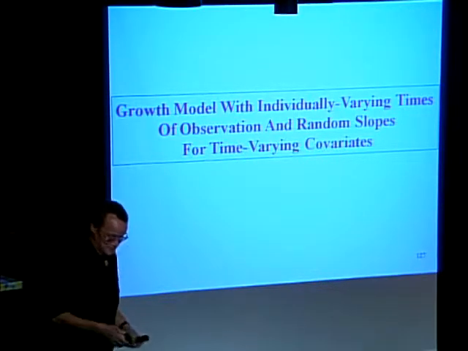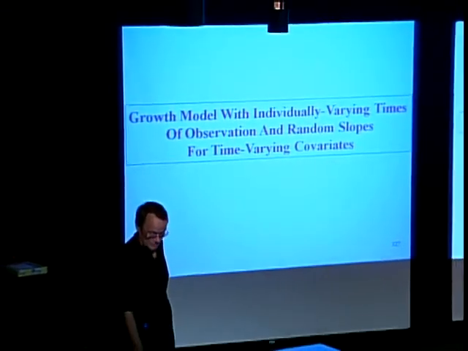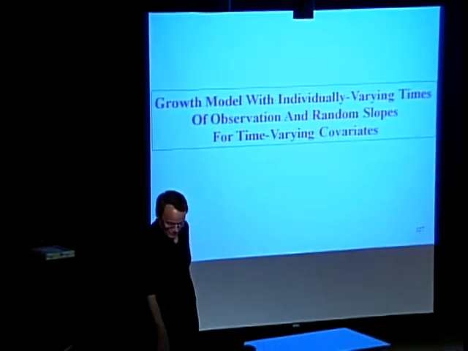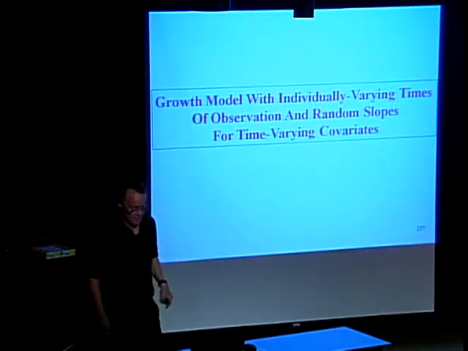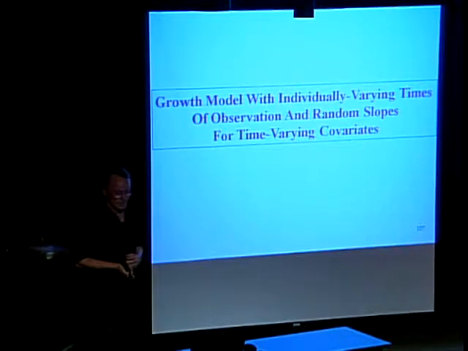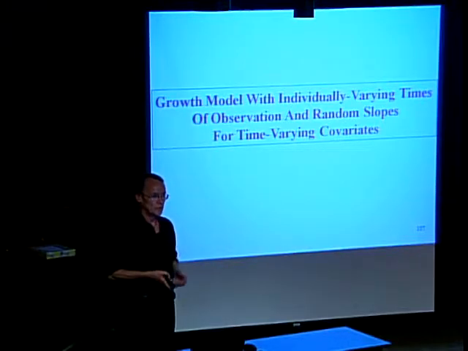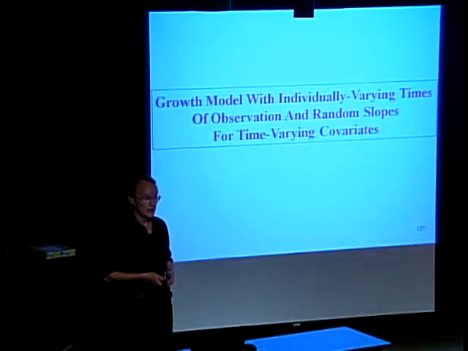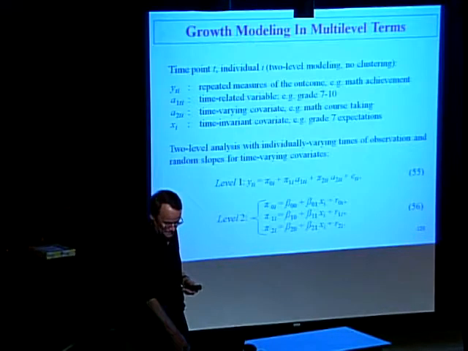Well, we'll try to spice it up a little bit with, now you're ready for intermediate growth models. So now we're going to cover all kinds of exciting topics. And the first one is individually varying times of observations, and actually packaged together with random slopes for time-varying covariates, which, if you remember, were the two features that set general growth modeling apart from SEM. Things that cannot be done in a mean and covariance structure SEM framework.